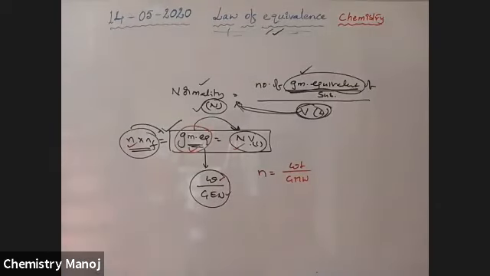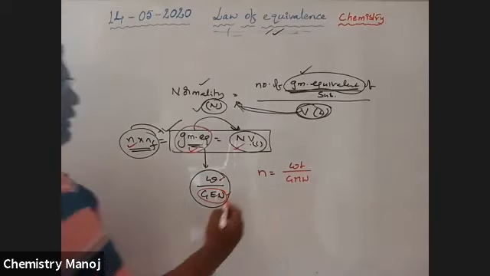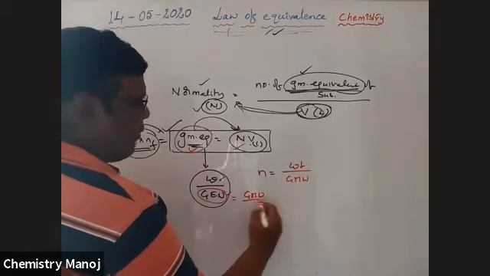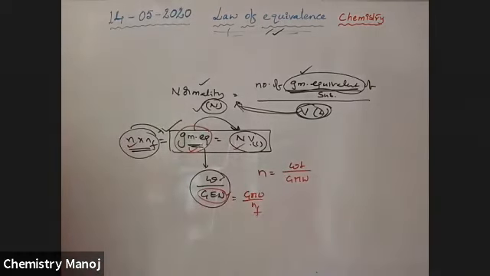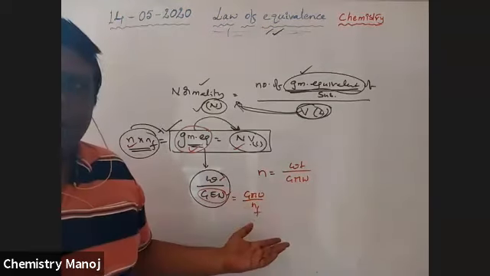Weight by gram molecular weight. Okay, but here we use gram equivalent weight. How to calculate gram equivalent weight? Gram equivalent weight is equal to gram molecular weight by n factor. Already yesterday we completed this one.